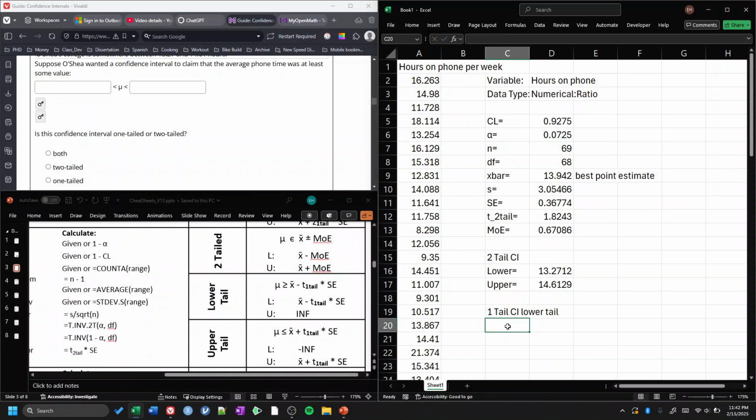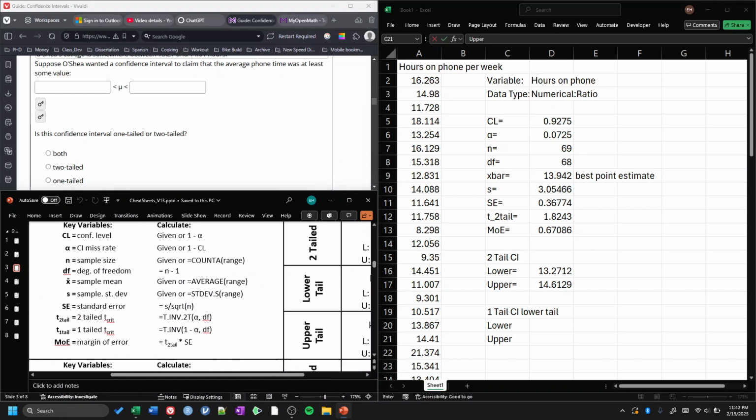Okay, so now we need a lower cutoff and an upper cutoff. Let's see what our confidence interval cheat sheet has to say. So the first thing that we need is we're also going to need to grab a one-tailed t-critical value.